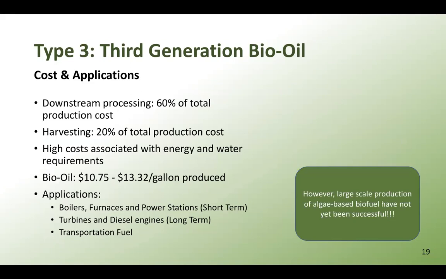So now, as for the cost and application, it was found that the downstream processing, which involves the thermochemical conversion and the further stabilizing and hydrotreating, amounts to around 60% of the total production cost. The harvesting only amounts to 20% of the total production costs. And it was found to be around $10.75 to $13.32 needed per gallon produced of bio-oil.